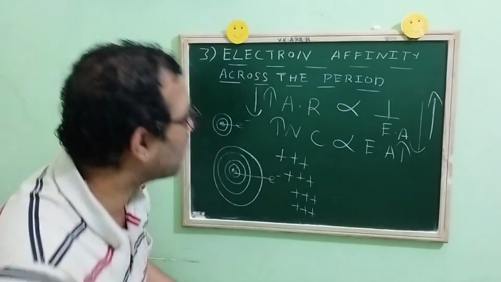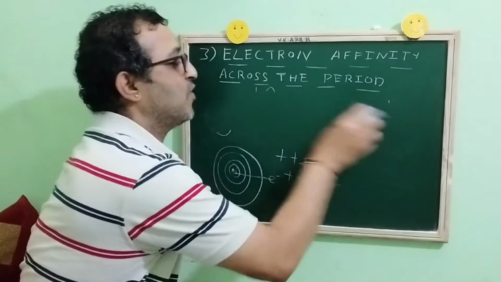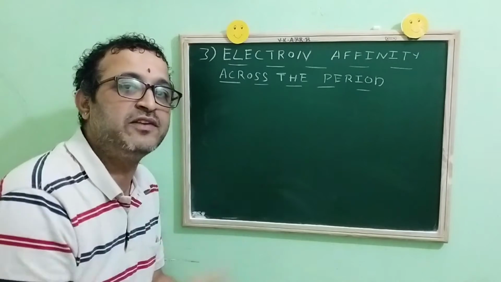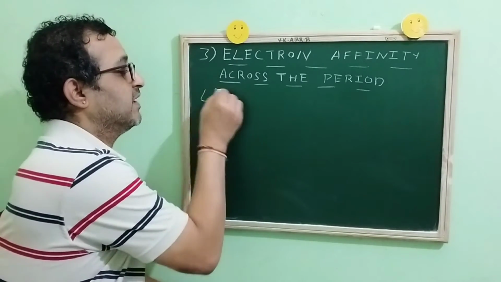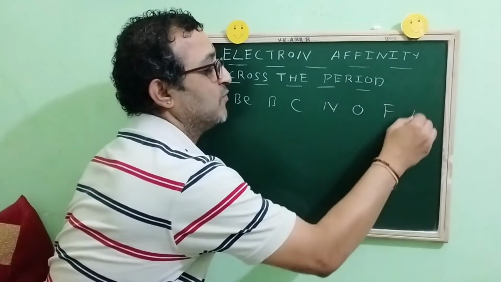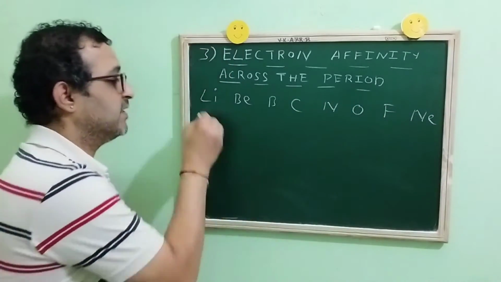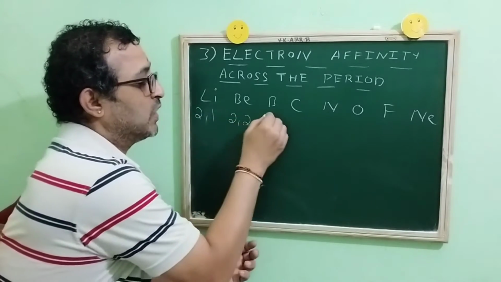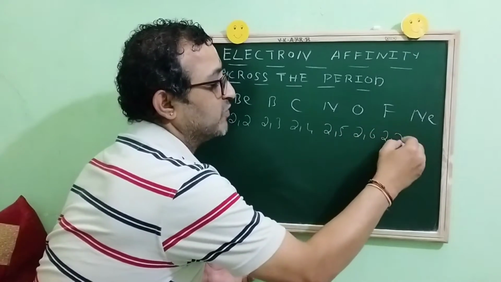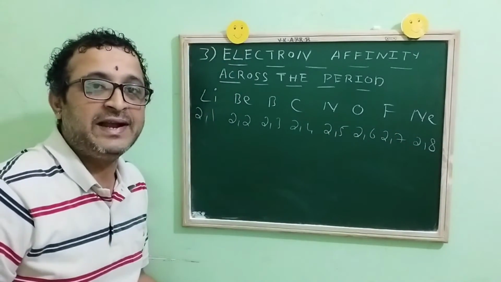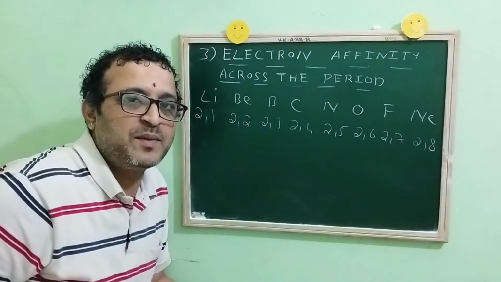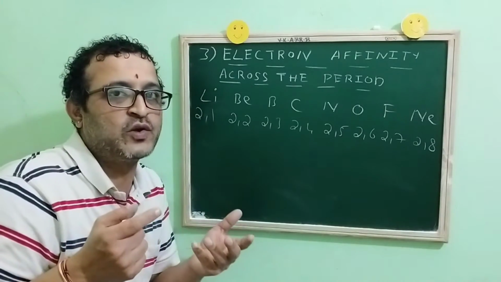Now, children, to understand this variation of electron affinity across the period, we'll consider the elements of period 2, that is, lithium, beryllium, boron, carbon, nitrogen, oxygen, fluorine, and what? Neon. And their configurations we know: 2,1; 2,2; 2,3; 2,4; 2,5; 2,6; 2,7; and 2,8. Now, children, what is going to happen to the atomic radius across the period? Obviously, it is going to decrease.